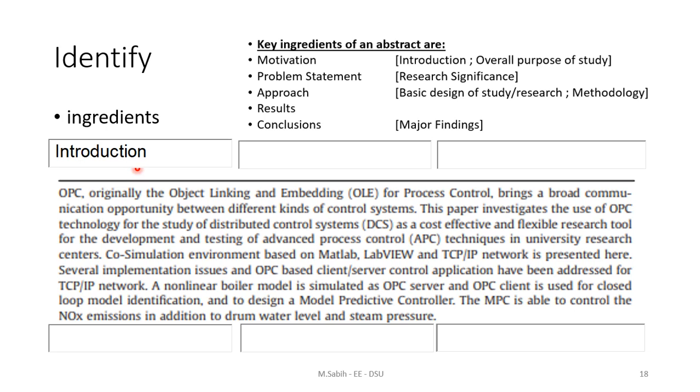And then we have: this paper investigates the use of OPC technology for the study of distributed control systems as a cost-effective, flexible research tool for the development and testing of advanced process control techniques in university research centers. So this might be the problem statement, or overall purpose of study.